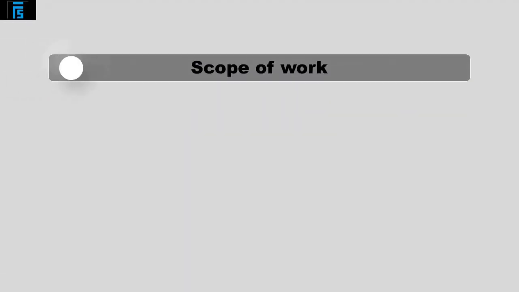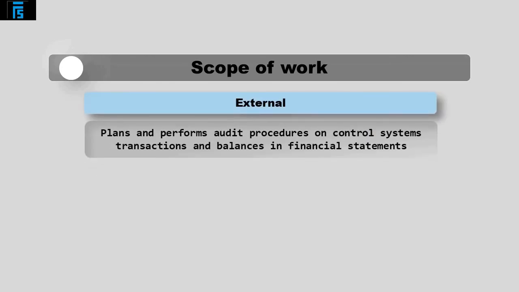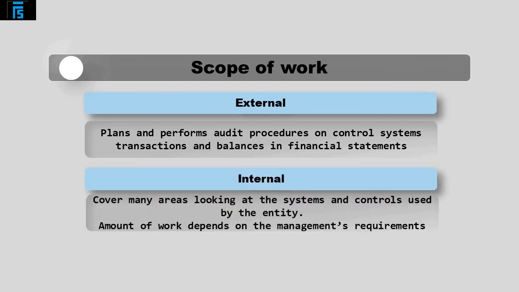The scope of detail of what these auditors do is also different. The external auditor plans and performs audit procedures on the control systems and the transactions and balances within the financial statements. This identifies whether the financial statements are true and fair. Internal auditors, as we have already seen, cover many areas looking at the systems and controls used by the entity. The amount of work will depend on the requirements of management.